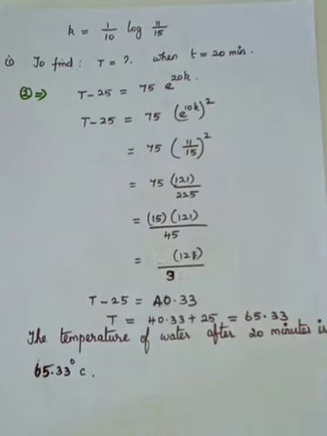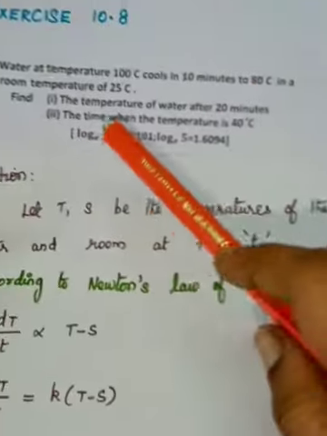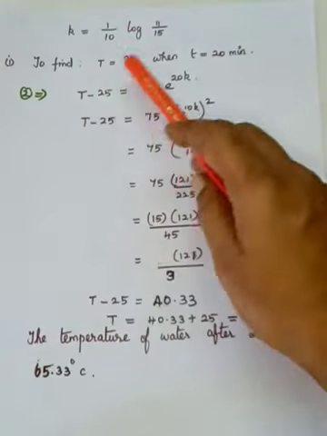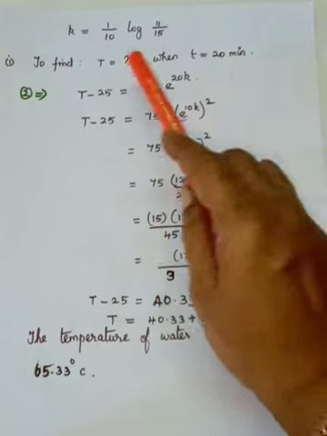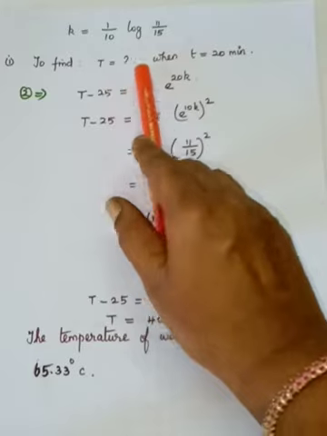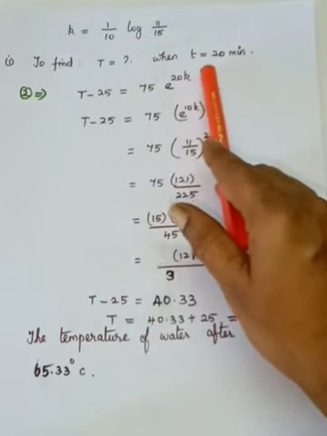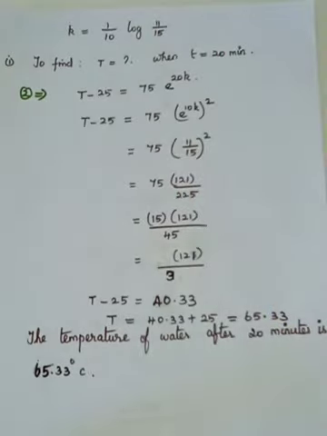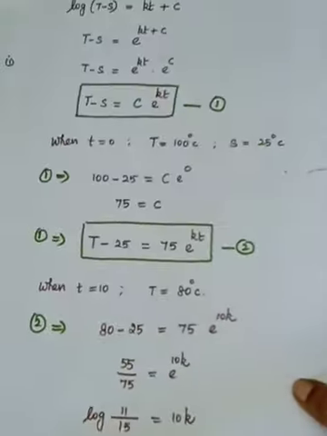Next, we have to find what is asked. In the first subdivision, the temperature of the water after 20 minutes. So when small t is equal to 20, what is the temperature of water? So T is equal to what? When small t, the time, is equal to 20 minutes, this result has to be substituted in the second equation. So the second equation is here.